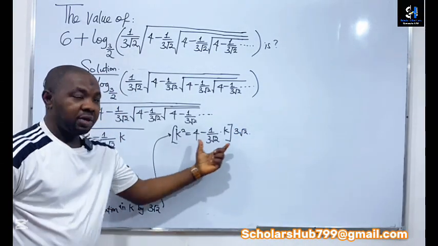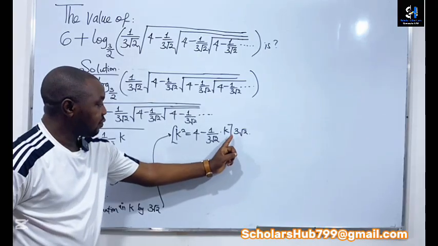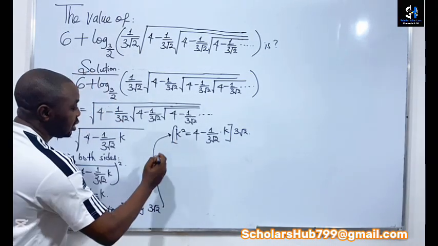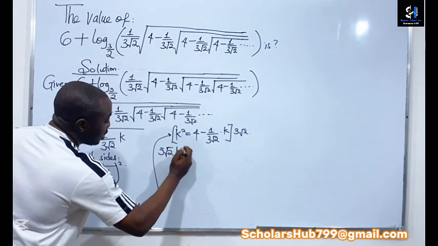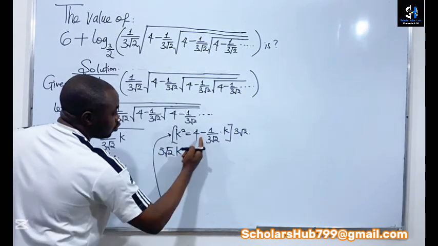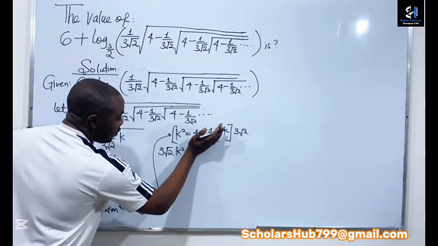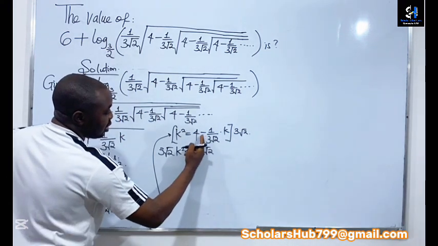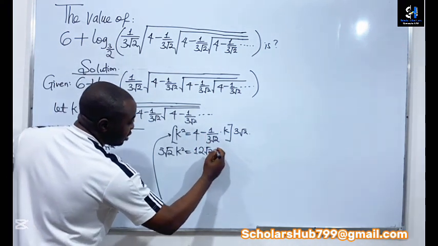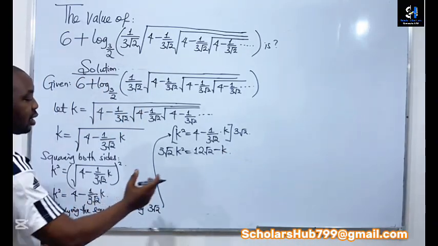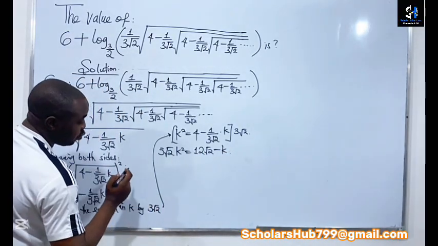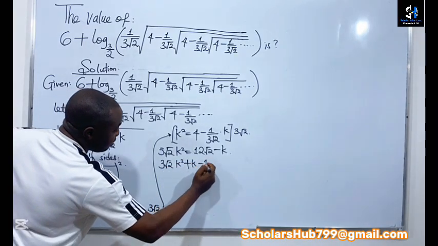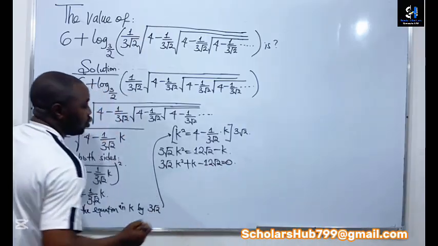So when this equation is multiplied by 3 root 2, on the left hand side we're going to have 3 root 2 k squared, because 3 root 2 times k squared is 3 root 2 k squared. 3 root 2 multiplied by 4 will be 12 root 2. Then 3 root 2 multiplied by minus 1 over 3 root 2 times k is going to be minus k. Now I can write this as a standard quadratic equation: 3 root 2 k squared plus k minus 12 root 2 equals 0.